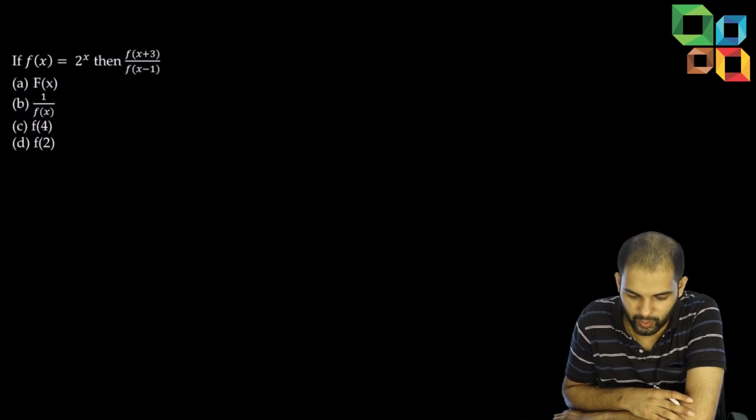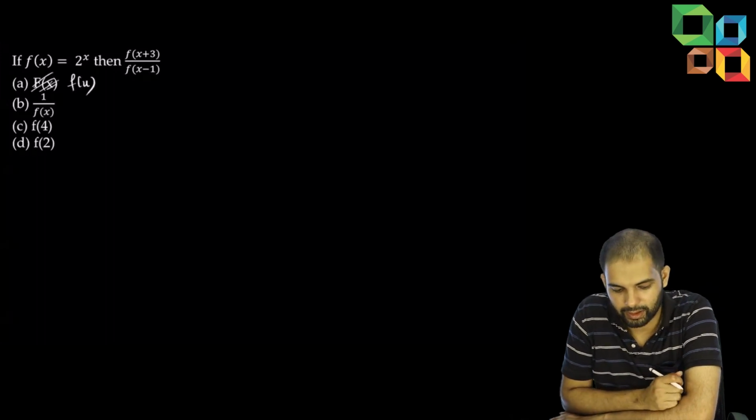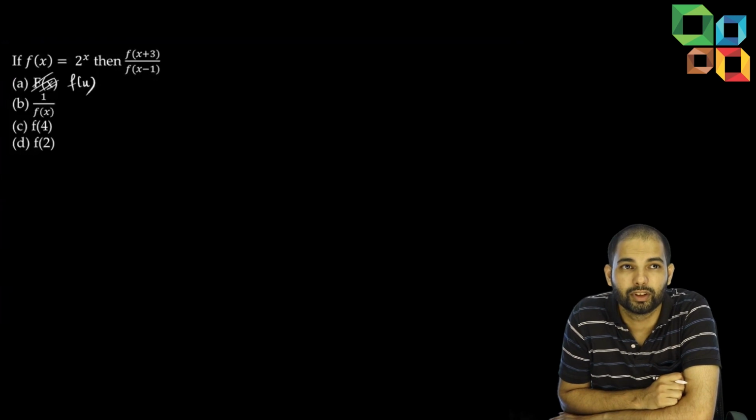Again, f of x is given. You have to find f of x plus 3 divided. I think this should be small x again, not capital X. There's nothing capital X here. So, sorry, capital S. So it should be smaller.